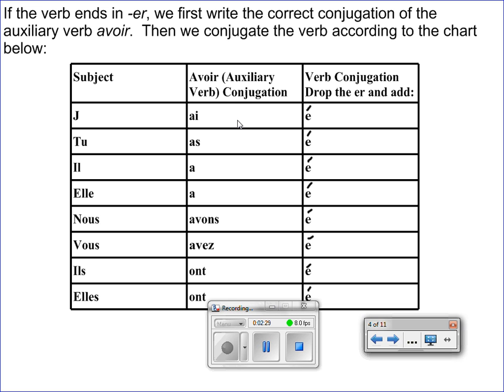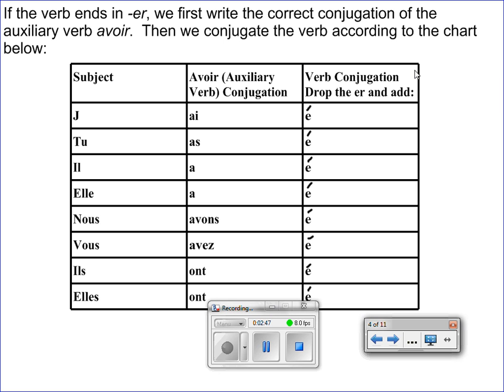So make sure that you take some time to read over this conjugation chart if you forget how to conjugate avoir. And I'll give you a couple of minutes after I finish talking to look this over.